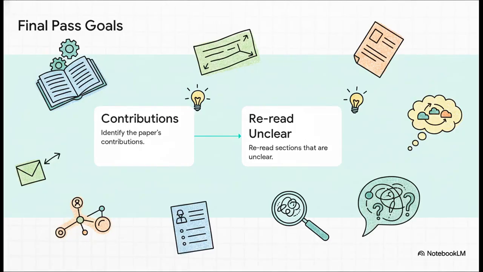This time, you're reading with a really critical eye. You're asking yourself, okay, can I actually explain the main point here in my own words? What's the big new idea? And crucially, this is when you go back to any of those parts that felt confusing before. Now that you have the full context, those tricky sections will start to make a whole lot more sense.